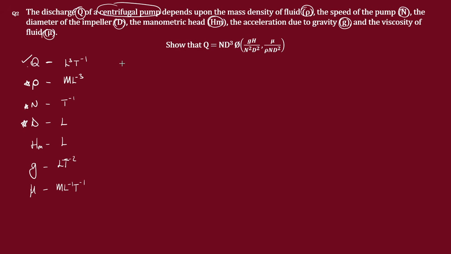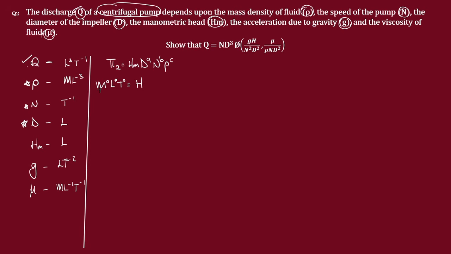So H of m, that's pi 2. So pi 2 is going to equal H of m times D raised to power a, N raised to power b, rho raised to power c. Okay? M raised to power 0, L raised to power 0, T raised to power 0 is going to equal... recall H of m is our manometric head, the work done per unit weight of the fluid. So that's going to be H.